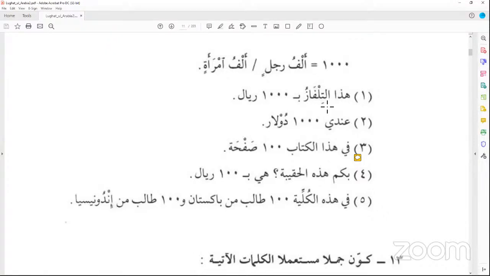So هذا التلفاز ب 1000 is written here, riyalin. So how will you say? When it comes to the cost of any item, you are always using B. When you're talking about the cost or the price of any item, then you are always using B with the number, with the adad. So how will you call 1000? Yes, bi alfi riyalin. That is important. Bi alfi riyalin. Good. Now alfu riyalin is mudaf ilay, but because of B, it will become bi alfi riyalin.